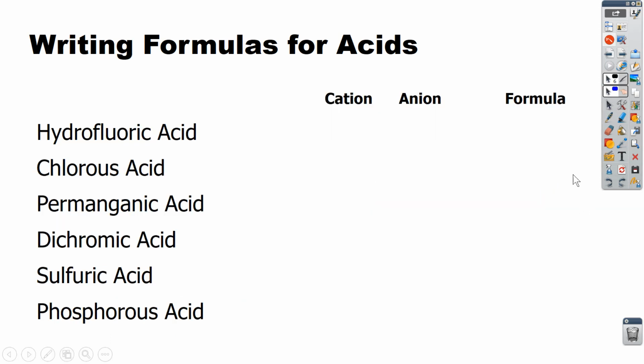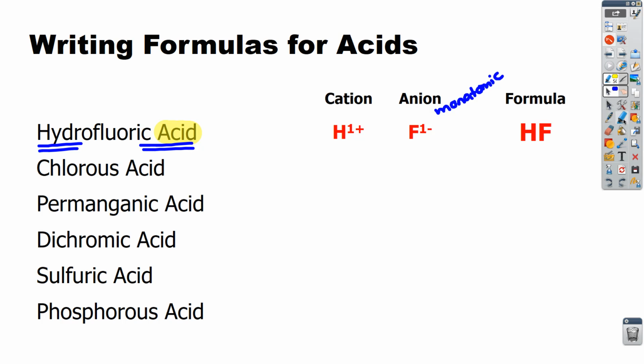Let's take a look at these examples, and we're going to write out the formula for the acids. And we're going to do it step by step by first identifying the cation. Because I know that this says acid, I know that that cation is always going to be my H1+. Now, because I see a hint, my hint is hydro. If I have a hydro and it ends in an ic acid, I know that this anion must be monatomic. And the element that would create the fluor in hydrofluoric acid would be F1-. Now, because the positive one cancels out with the negative one, I'm left with the formula HF for hydrofluoric acid.